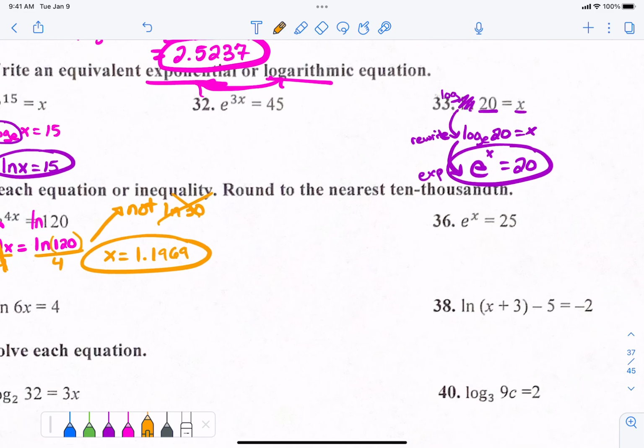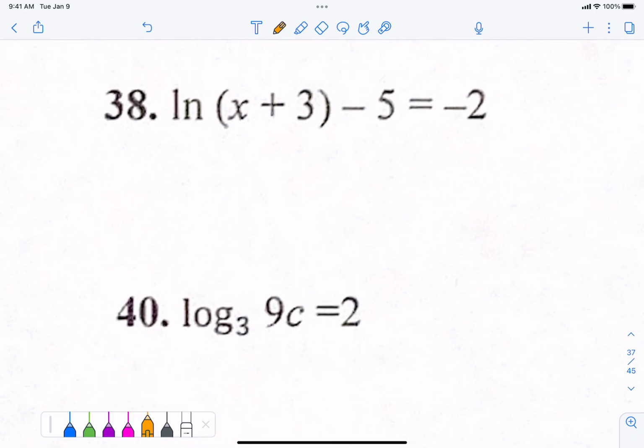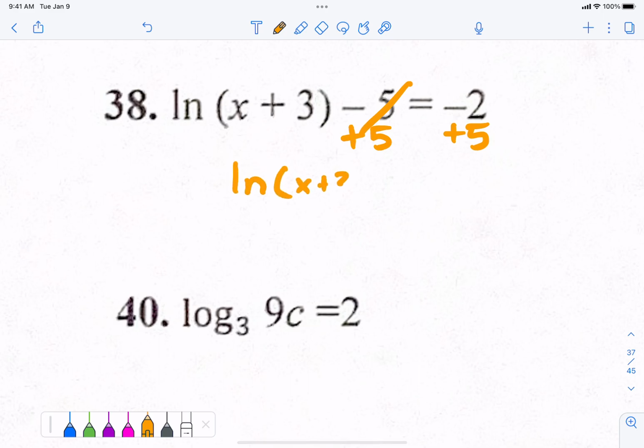Let's do 38 real quick. What shall we do? Let's add the 5 over. So we've got ln of x plus 3 equals 3, okay? All right, now we're stuck. What do we do? You can't divide by x plus 3, or divide by 3 or anything like that.